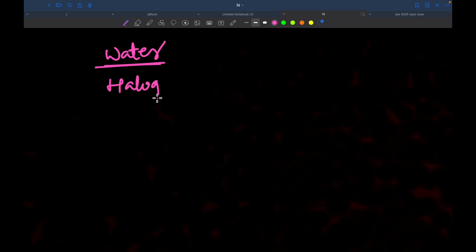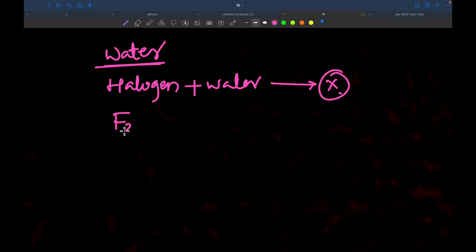Yeah, next we'll go for chemical reactions. First one, reaction with water. When halogens react with water, we get different types of products. For example, fluorine reacts with water and chlorine reacts with water in different manners.